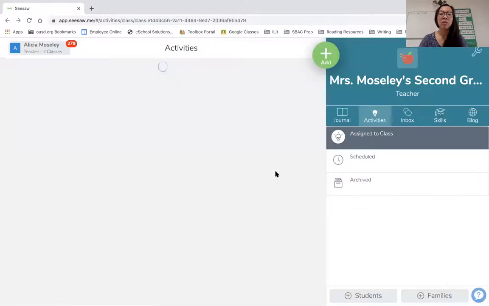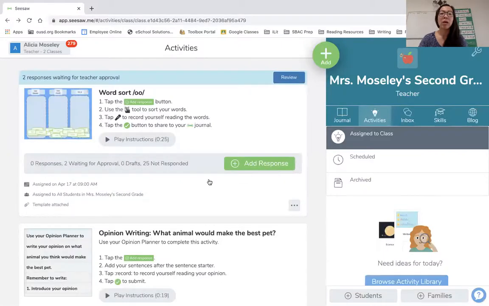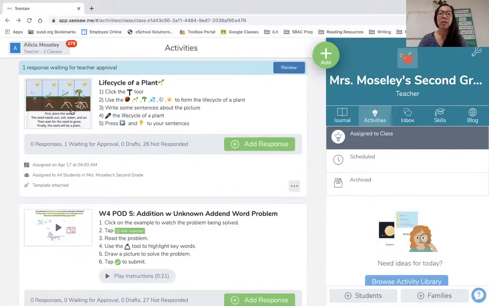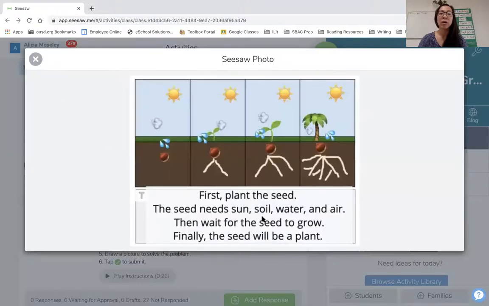I also want to show you we have a couple of science lessons that we're going to be doing today. So in science, we're going to be looking at the life cycle of a plant. So first job, we always look at the example. So we're going to read it. First, plant the seed. The seed needs sun, soil, water, and air. Then wait for the seed to grow. Finally, the seed will be a plant.